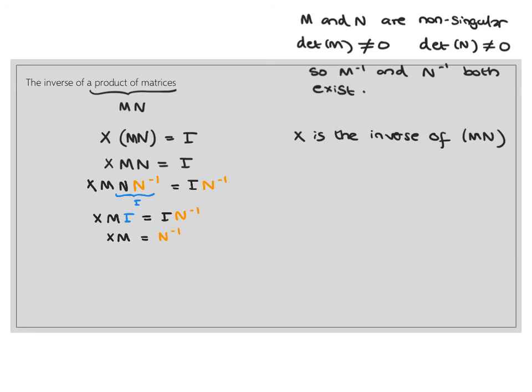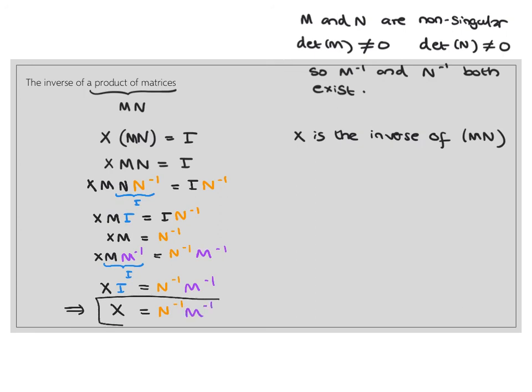So now, on both sides, I'm going to post-multiply by M inverse. So on the left, I've got XM N inverse, sorry, XM M inverse, and on the right-hand side, I've got N inverse, and remember I'm post-multiplying, so it's M inverse here. And what do we have? M M inverse is the identity. So I have X I is equal to N inverse M inverse. And of course, on the left-hand side, the identity makes no difference, so it's just X. So X is equal to N inverse M inverse.